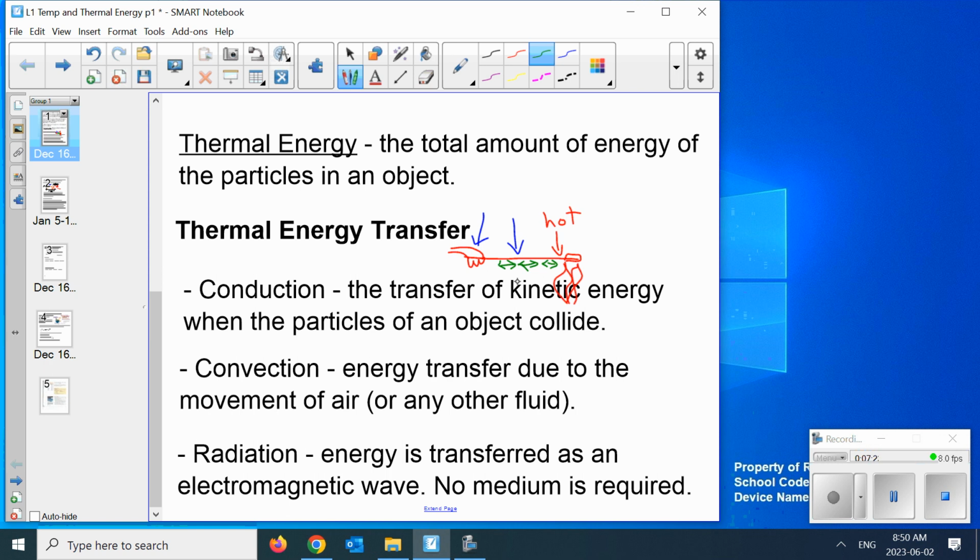Radiation. Energy is transferred as an electromagnetic wave. No medium is required, meaning you don't need air or anything touching. Why? Well, radiation is how solar energy gets through space, where there's nothing, it's a vacuum, to the Earth or any other planet. Light is a type of electromagnetic radiation we talked about, and heat, anyways, infrared and stuff like that travels that way as well.